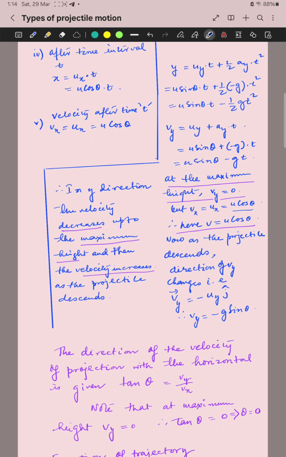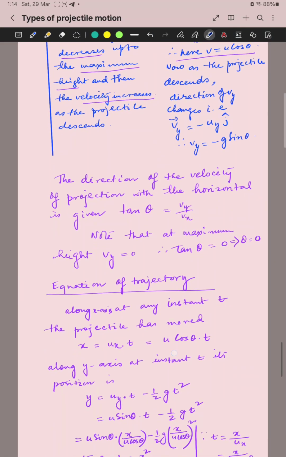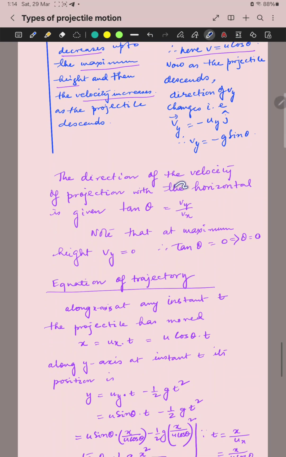So you have to remember that at max height the body has only x component of velocity, no y component of velocity. During the ascent part its velocity keeps on decreasing up to the maximum height, and then when it descends its velocity increases.